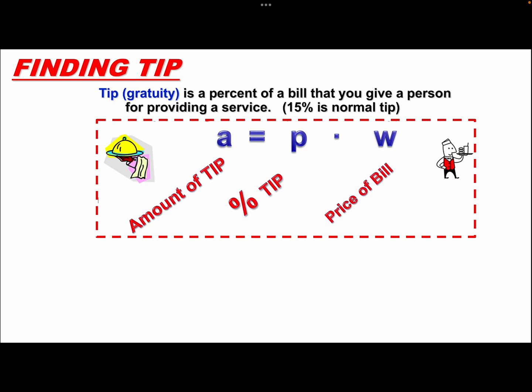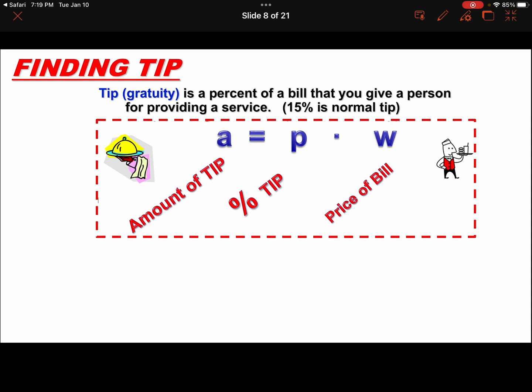And so now, tip. When you go to a restaurant, it's also known as gratuity. So if you see gratuity written on a menu somewhere, that's what it's talking about. It's talking about your tip. Normal tip is anywhere from 15 to 20%, depending on your service. And so as we look, once again, this is your percent of your tip, and this has to be in the decimal form once again. And if your P is the percent of tip, then the A becomes the amount of your tip, and W is your whole bill before you start.